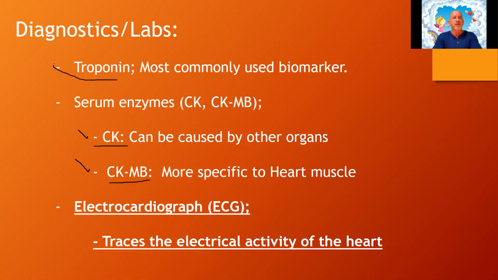But the gold standard that we use in the hospital is troponin. Troponin is strictly the cardiac muscle. And for most of us, it's well below 0.1 on our scale. And if we ever see the troponin elevate, it's a good indication they're having a heart attack. Combine that with an ECG. And the important thing to remember is ECG just traces the electrical pathway of the heart.